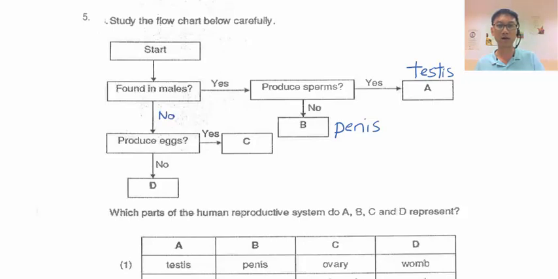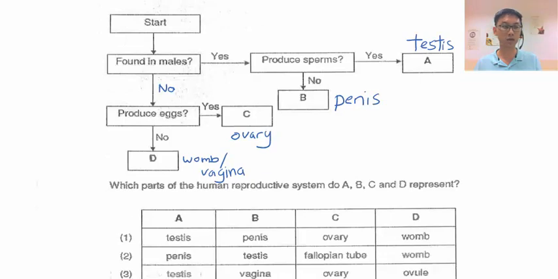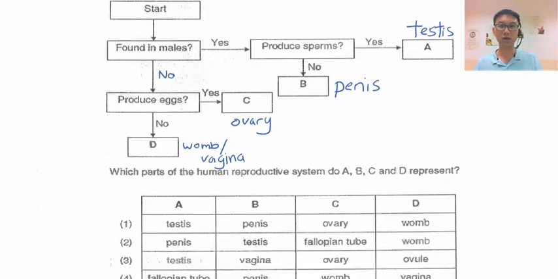Okay, produce eggs, yes. So what part of the female reproductive system produces or releases the eggs? It should be the ovary. If no, then it could either be the womb or it could be the vagina. Okay, because these are the 2 parts that we've learned so far. Alright, so it's either the womb or the vagina. So let's take a look at the options that we have. And you can see straight away that option 1 is the one that is correct.